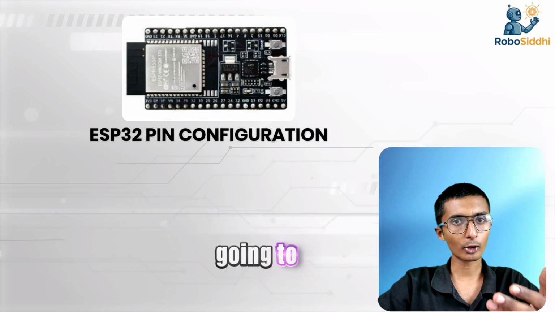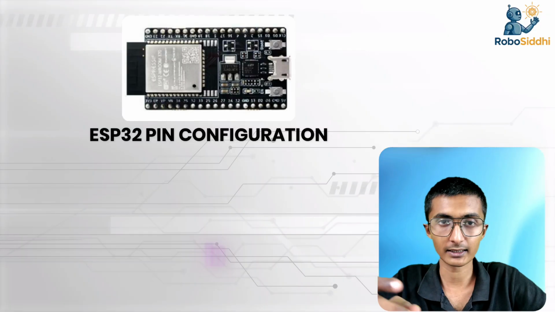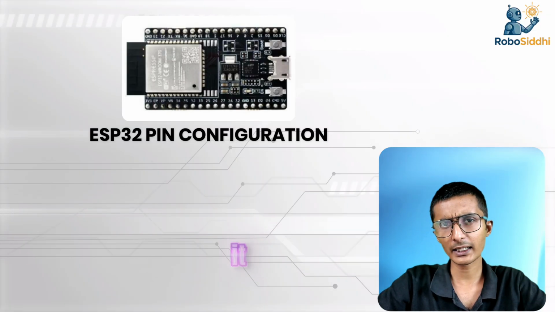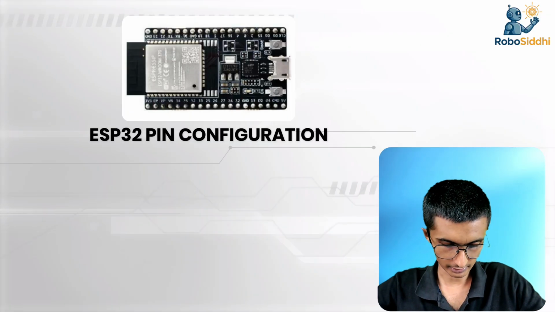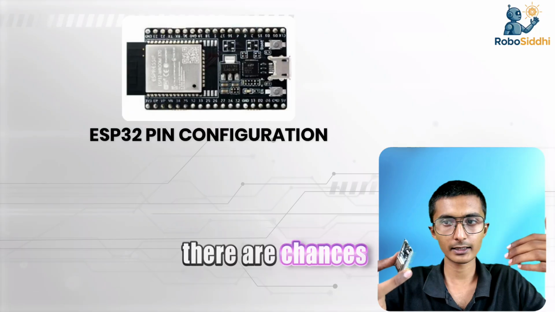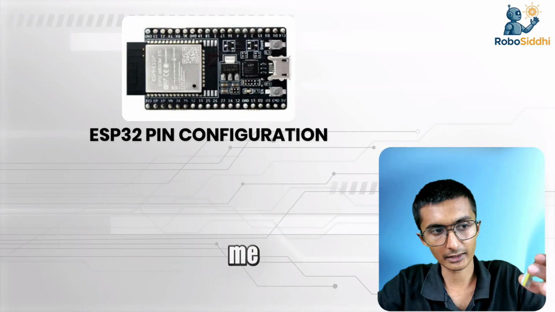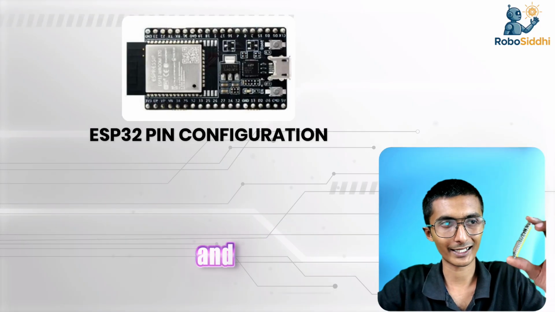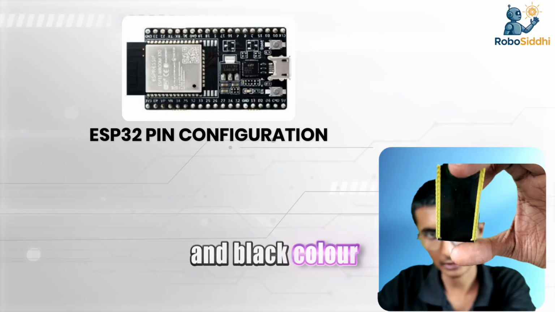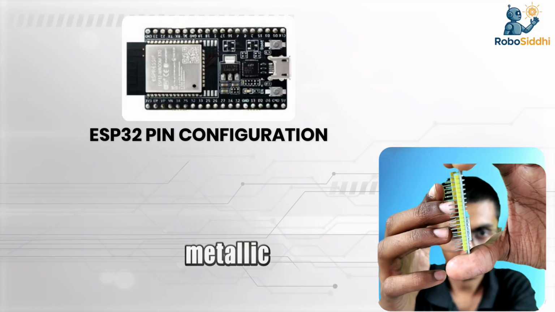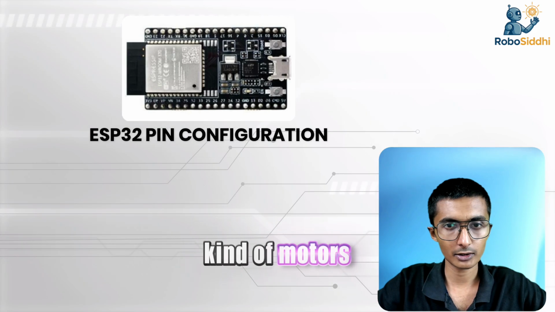So in this video, we are going to talk about an overview of the ESP32 board, how the pins are arranged on our ESP32 board, and we are going to compare it a little bit with our Arduino. In previous videos, we have done Arduino as well, and if you are studying ESP32, there are chances that you have already studied Arduino. It's okay if you have never done that, but let me show you a little bit how Arduino and ESP32 look. So this is our ESP32 board, it's a really nice black color, and you can see the metallic needles, which are called pins. We use them to connect our sensors, motors or LEDs.